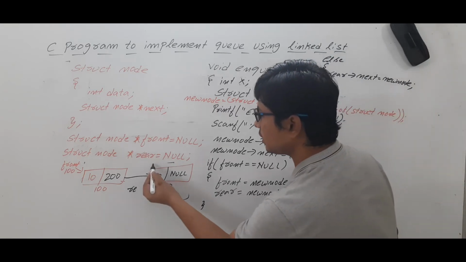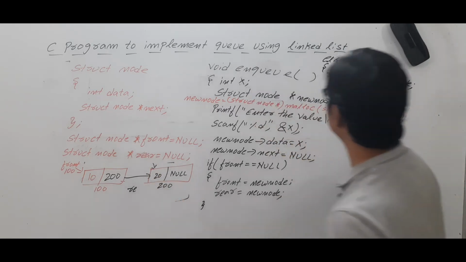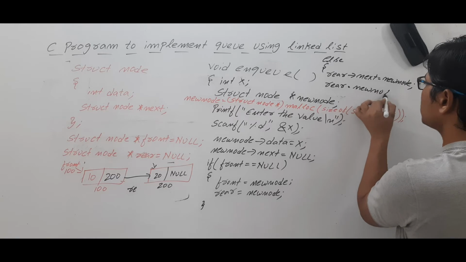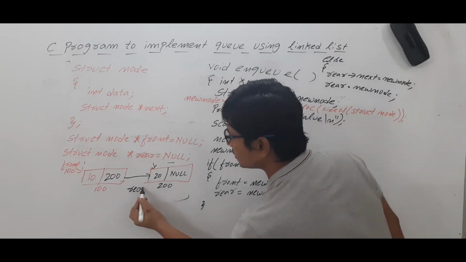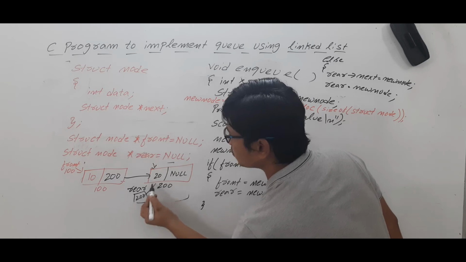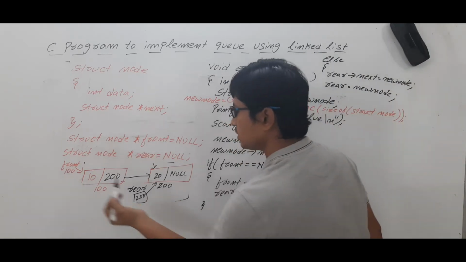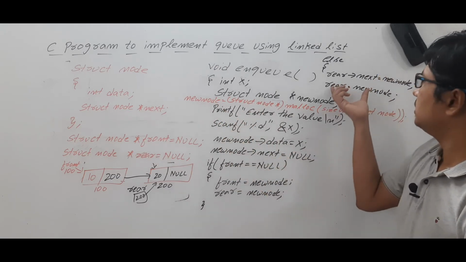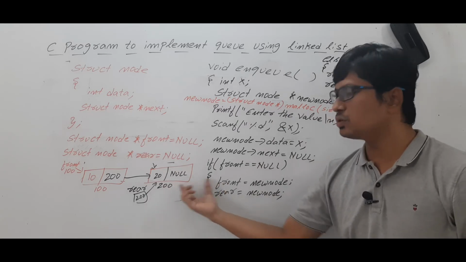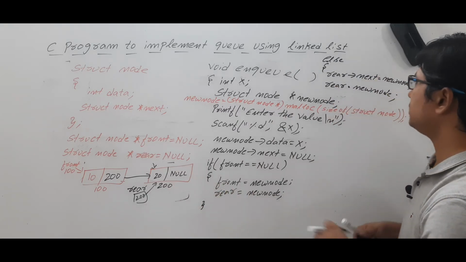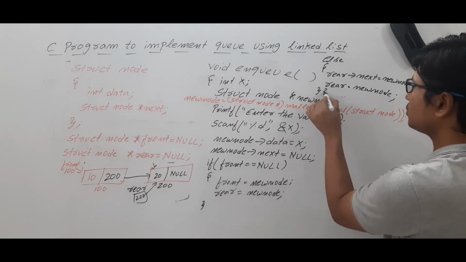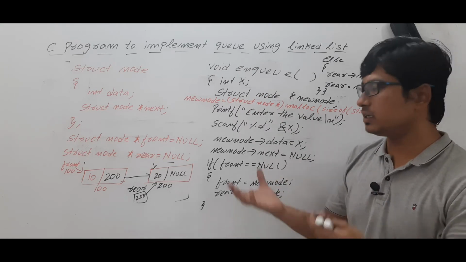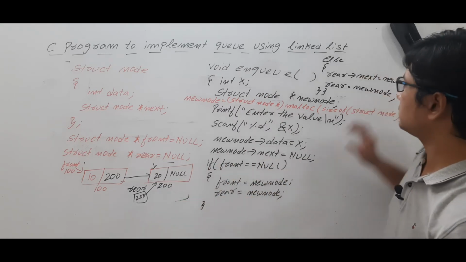Then the rear should point here. So you have to write rear is equal to new node. What is that value? 200. So now rear has the address 200, which is pointing to this node. Now front is pointing to the first node, and rear is pointing to the next node. If you call the enqueue function again, the else block will execute, and the node will be inserted at the end. So this is the else block, and this is the close of the enqueue function. This is the way you insert an element into the queue in a singly linked list.